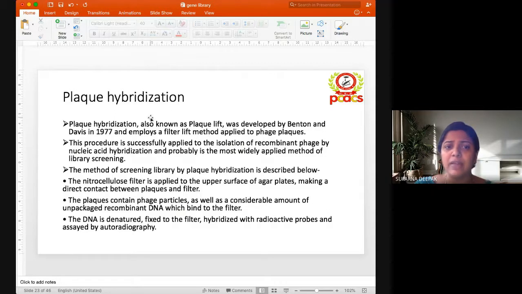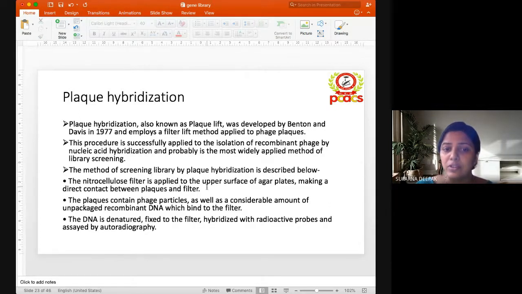Similarly, you have the plaque hybridization method, which is a similar thing. It is only that instead of bacteria, it would be plaques that are present. The rest of the things remain the same. Plaque hybridization is also known as plaque lift. It was developed by Benton and Davis in 1977. You have this filter lift method, which has been used for this. The procedure is very successful for the isolation of recombinant phages. It is nucleic acid hybridization only. Because instead of bacteria we are using plaques, it is called plaque hybridization.